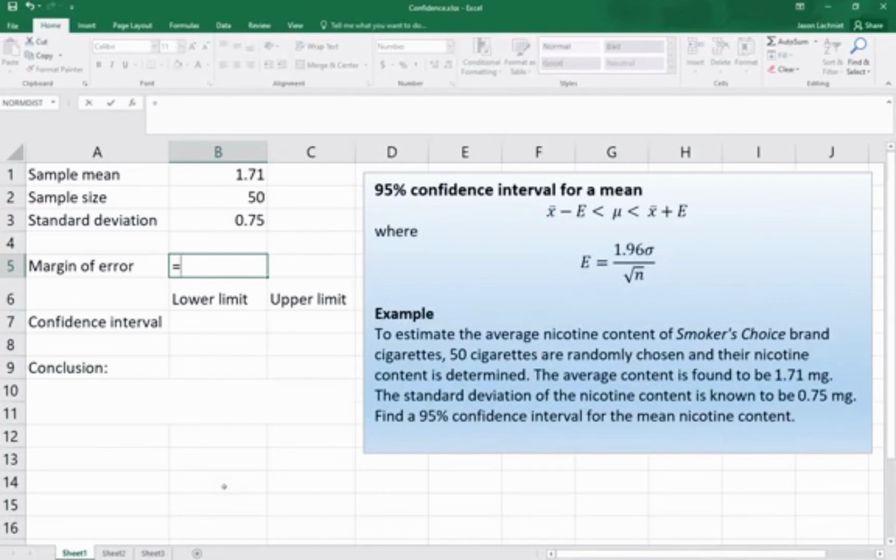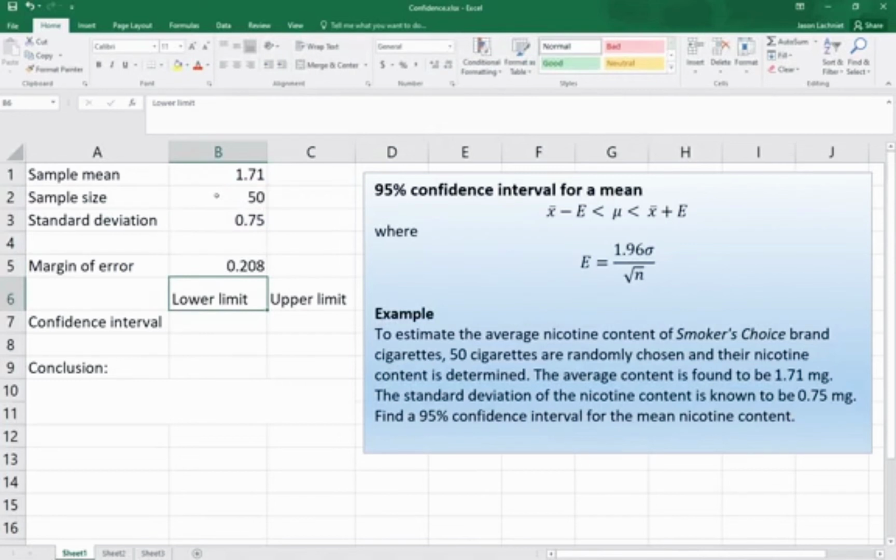But we'll type the formula in like this: equals 1.96 multiplied by the standard deviation, 0.75. So I'll click there on that 0.75. And divide by the square root of the sample size. The square root in Excel is SQRT, parentheses. Click on that sample size, close those parentheses, and there's our formula, equals 1.96 times the standard deviation in cell B3 divided by the square root of the sample size in cell B2. Hit enter. And there's our margin of error.